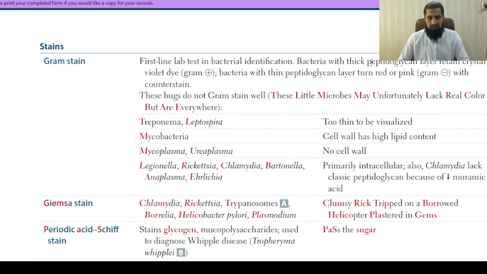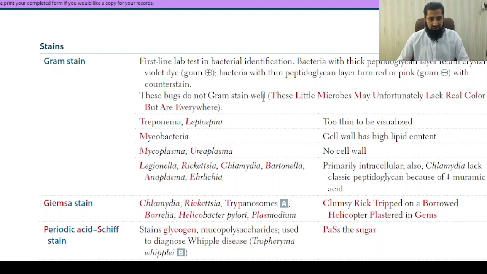Bacteria with thick peptidoglycan layers retain crystal violet dye. Gram positive bacteria retain it, while bacteria with a thin peptidoglycan layer, like gram negative bacteria, turn red or pink with the counterstain.